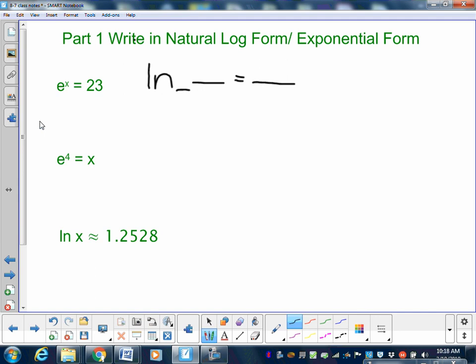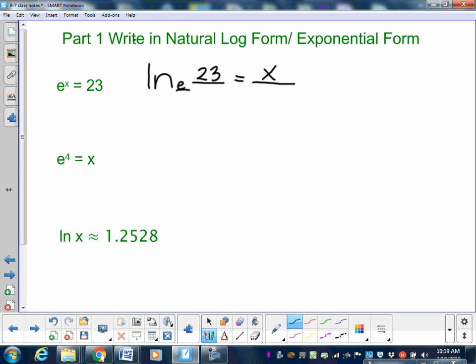Where do you think the e should go, the x should go, and the 23 should go? Then you can check it to see if you put them in the right spot. Where should the e go? The first slash, second, or third slash? First slash. What should go in the second slash? 23. What should go in the last slash? X. How do you know you did it right?